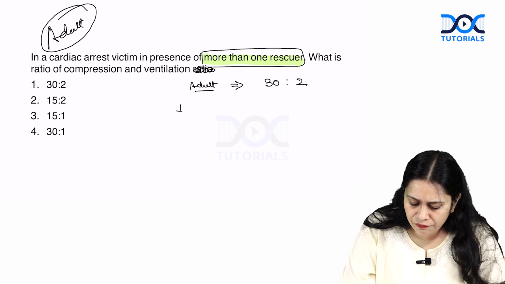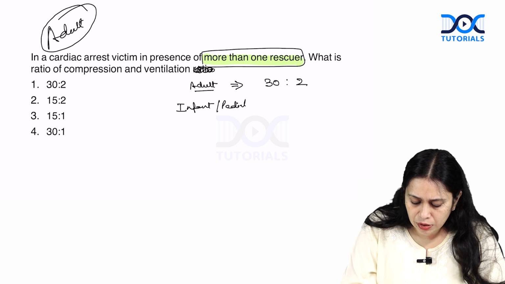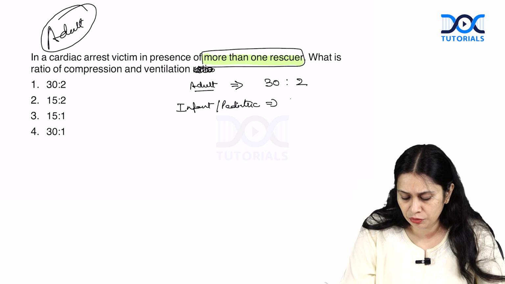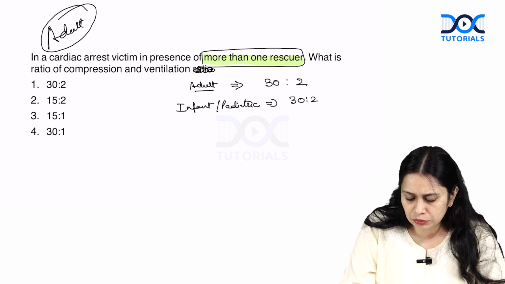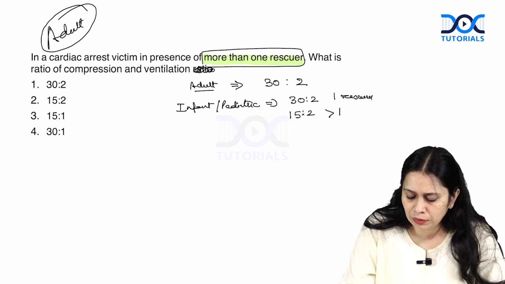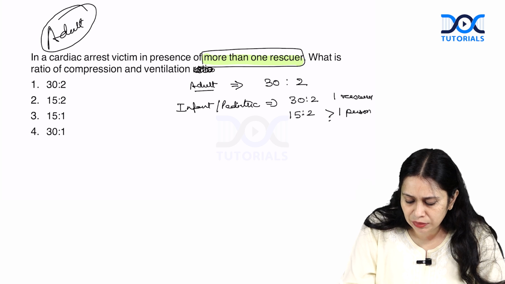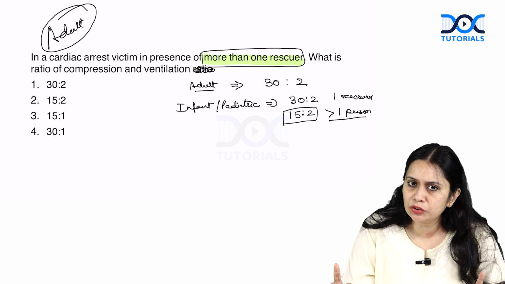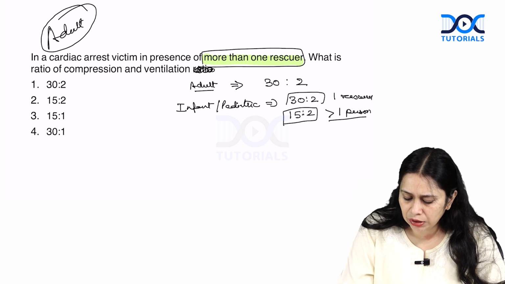For infant and pediatric, the compression ventilation ratio is 30:2 in presence of one rescuer, right? And 15:2 in presence of more than one person. So if more than one person is coming for rescuing, we use 15:2. If it is only one rescuer, then it is 30:2.